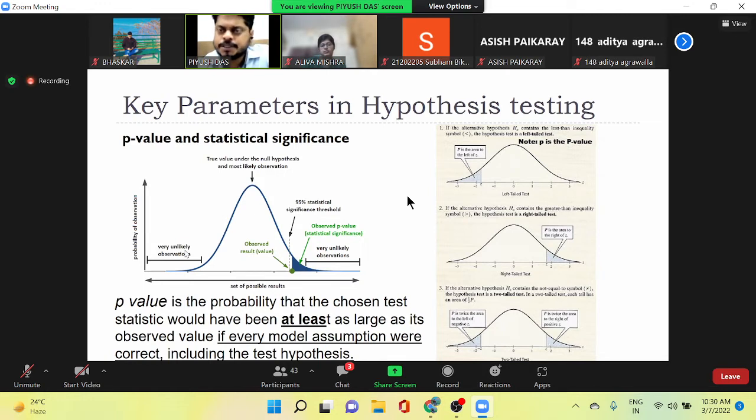So using this distribution, what does this distribution mean? If your null hypothesis is true, right? The observed value is whatever my statistic is, right? So I get this value.